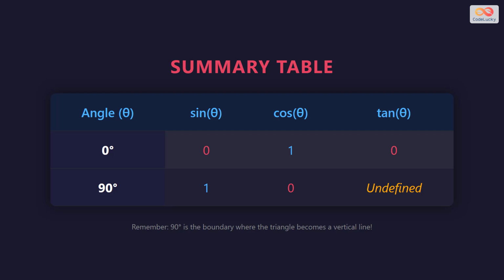Here is a summary of these boundary values. Remember these patterns. Sine goes from 0 to 1. Cosine goes from 1 to 0, and tangent goes from 0 to undefined. Understanding these limits will help you immensely when solving more complex trigonometry problems.